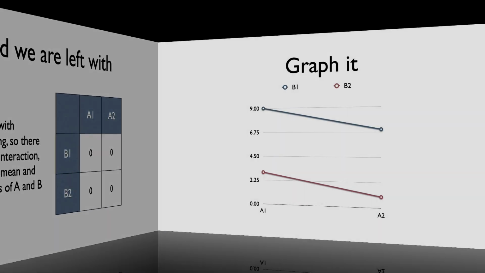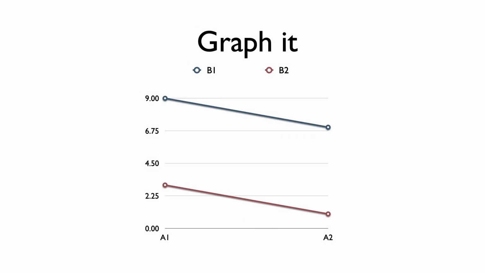So let's remember I said a picture's worth 1,000 words. Let's look at it. Oh, look, here's a picture. Beautiful. We graphed it out. In fact, if I was doing this, I'd probably graph it first. Let's see. No interaction. The B effect is that B1 is bigger than B2, by the same amount at A1 and A2. And I can tell you by looking at that A2 is lower than A1.